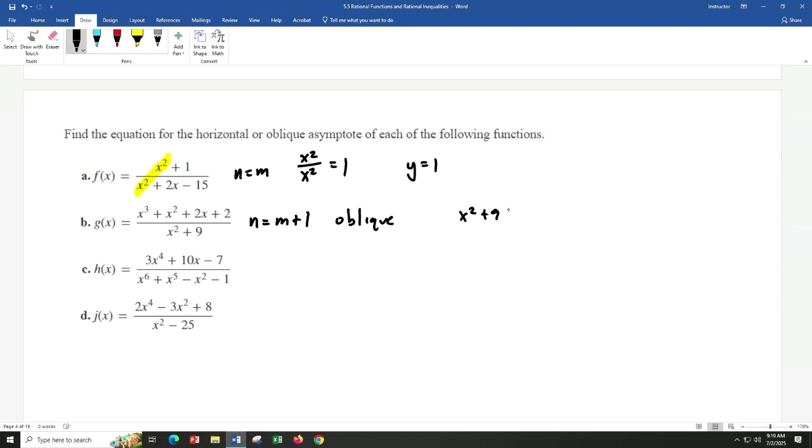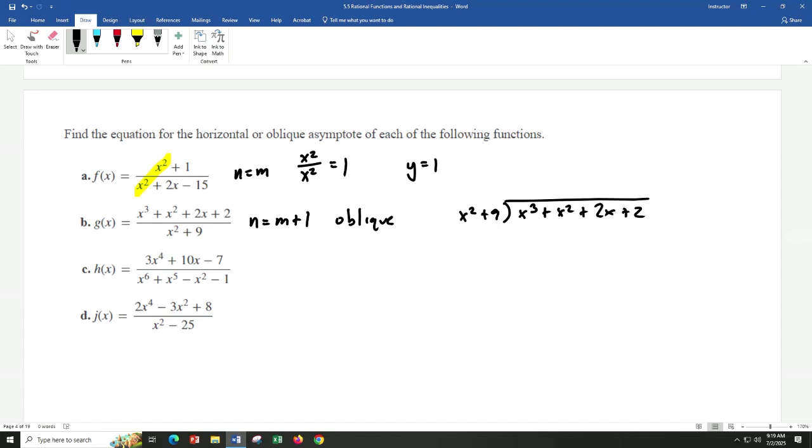x squared plus 9 and divide it into the x cubed plus x squared plus 2x plus 2. Do your long division. You cannot use synthetic on this one because it's not of the form x minus c. But notice on this one right here, you would come in, do your division, and then what's going to happen at the end is you're going to get something of the form y equals mx plus b. You're going to get an equation of the line. That's your asymptote.